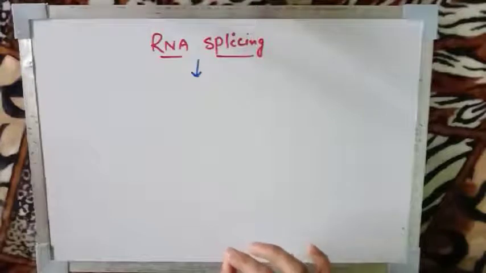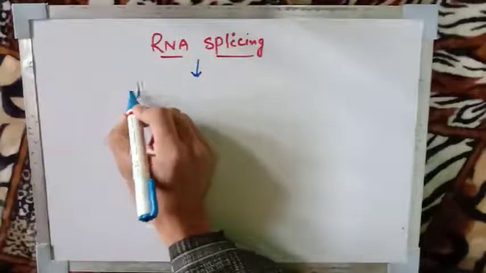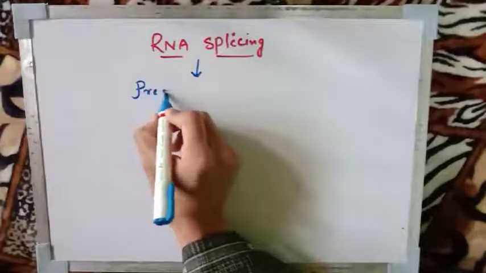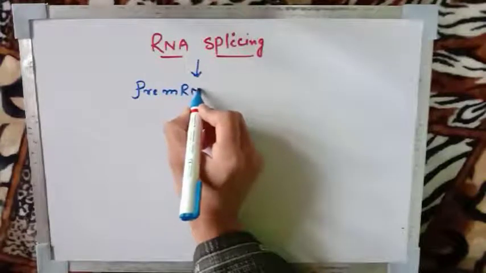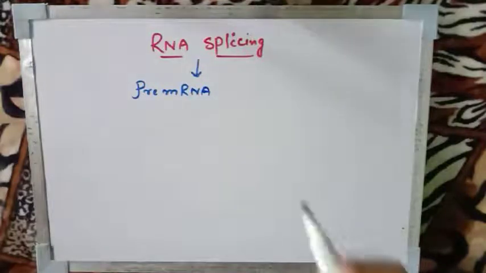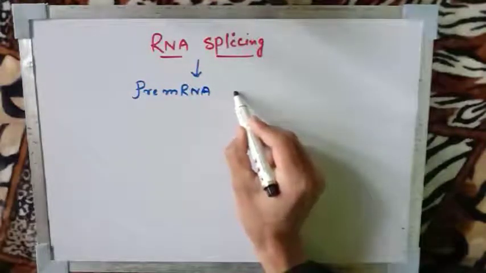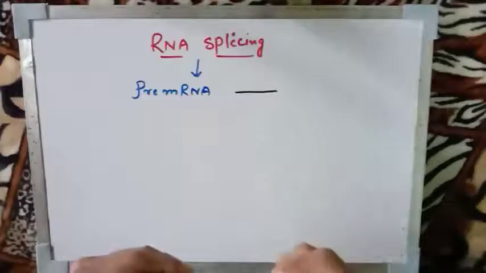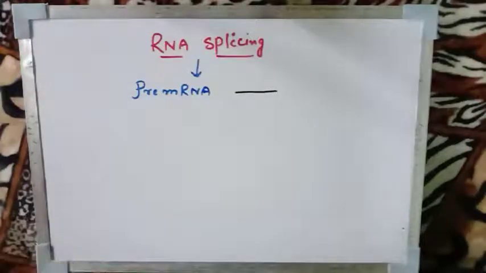In eukaryotes, pre-messenger RNA is formed first. This pre-messenger RNA contains two types of sequences. One is called exon and the other is called intron.